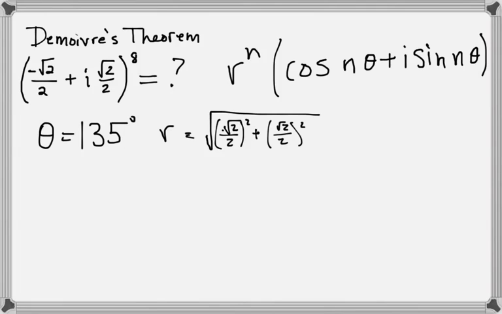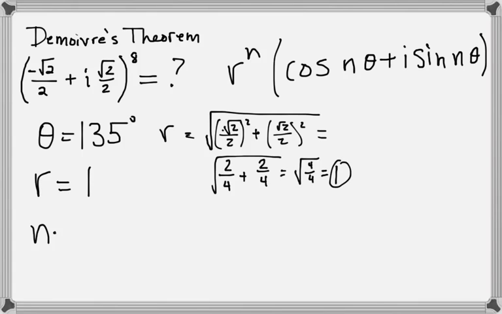It would be 2 over 4, or 1/2. Good. So what's 1/2 plus 1/2? And the square root of 1 is 1. Okay? So what we know is we have theta to be 135. We have r to be 1. And we have n to be 8.